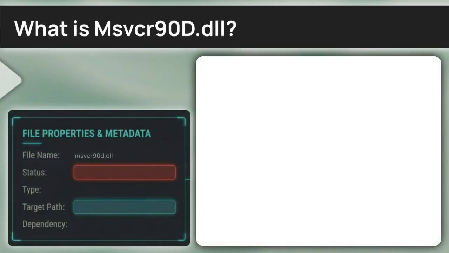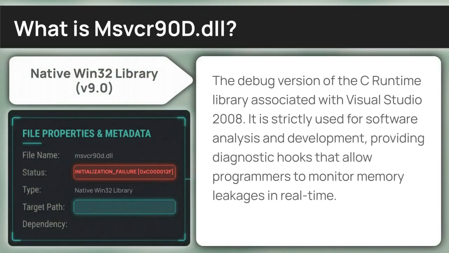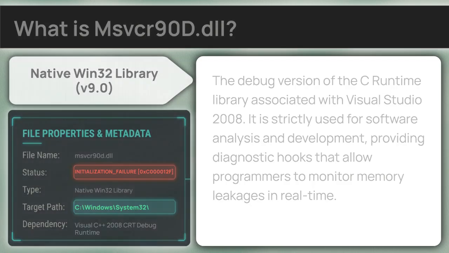This is the Microsoft Visual C Runtime 90 Debug, the debug version of the C Runtime library associated with Visual Studio 2008. It is strictly used for software analysis and development, providing diagnostic hooks that allow programmers to monitor memory leakages in real time. Since we've covered what this file is, let's move to the primary fix.